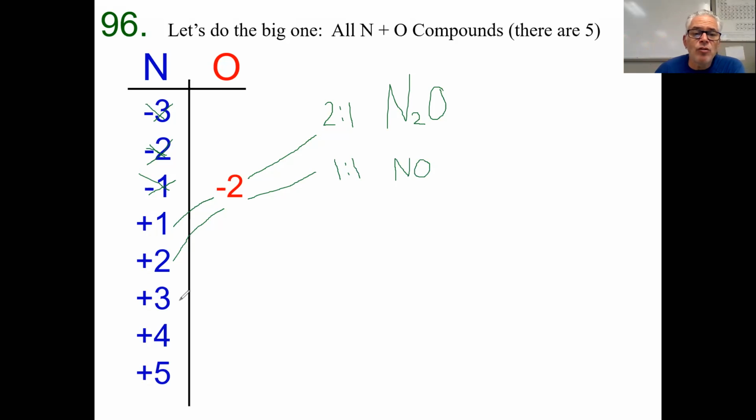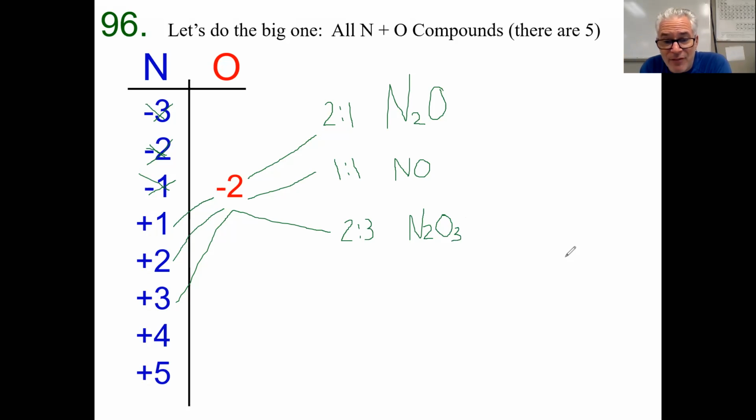Now, what happens if we use the +3 and the -2? You got to think a little bit. If it's +3 and -2, you're going to need 2 of the positives and 3 of the negatives. You're going to have +6, -6 to balance. So to do that, you're going to have to do that in a 2-to-3 ratio. And what is 2-to-3? That means N2O3, right? Because if you have 2 positive 3s, that's a total of +6. If you have 3 negative 2s, that's a total of -6. And when they add up to 0, that means it works.